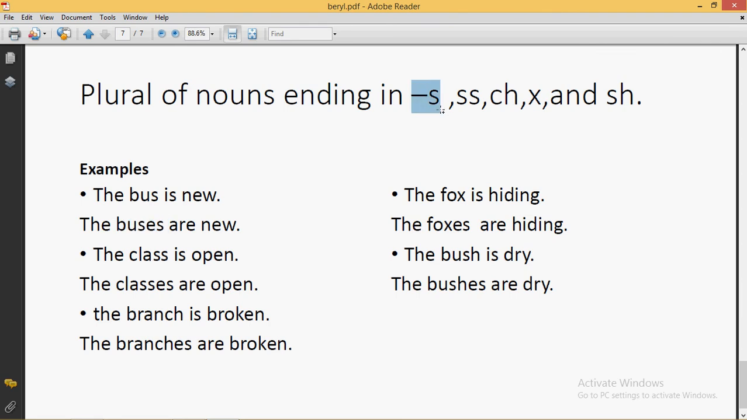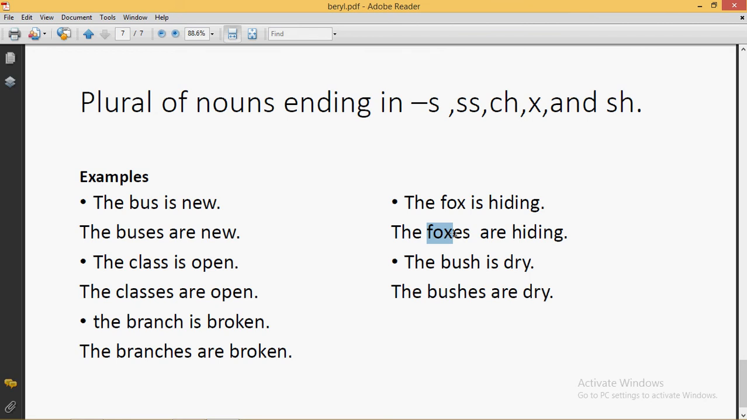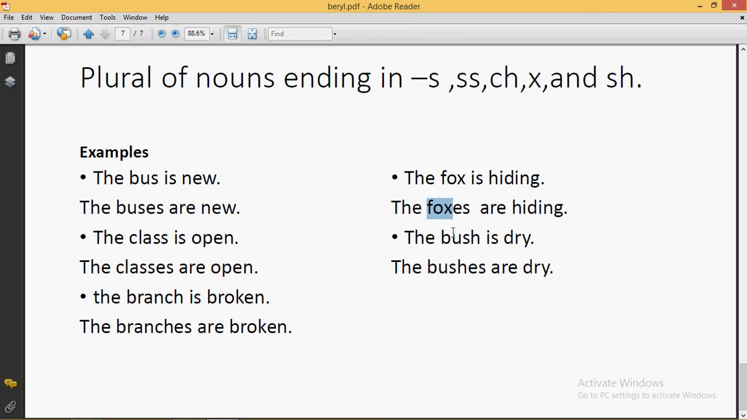The class is open. Class is in singular form. When you change it into plural form, it's going to be the classes are open. It is still ending in S. The branch is broken. The branches are broken. Also, it is ending in CH. The fox is hiding. The foxes are hiding. The bush is dry. The bushes are dry. So, bush is ending with SH.